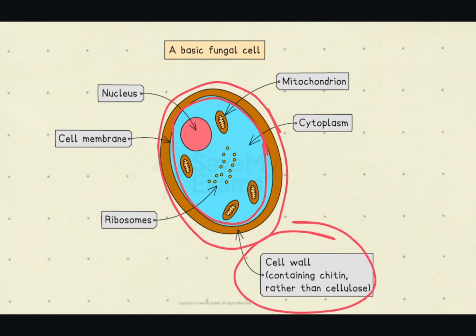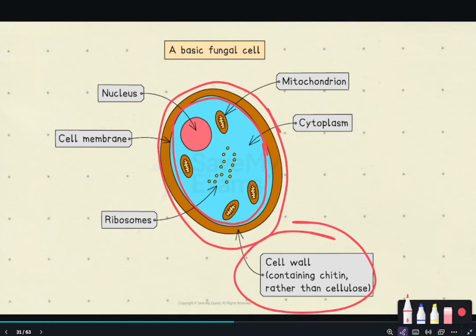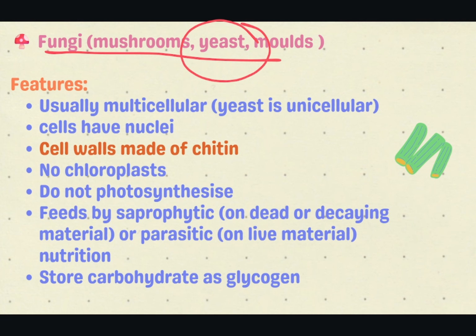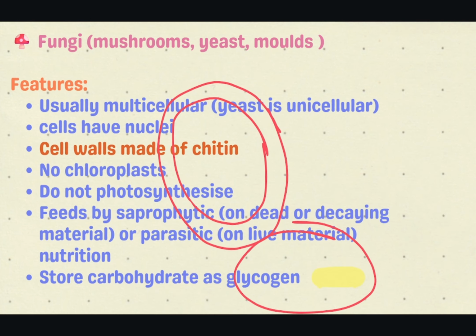But the unique thing about a fungi, about kingdom fungi, is that their cell wall is not made up of cellulose like plants. Instead, their cell wall is made up of something called chitin. So that's an important point to note, that their cell wall is not made up of cellulose, it is actually made up of chitin.